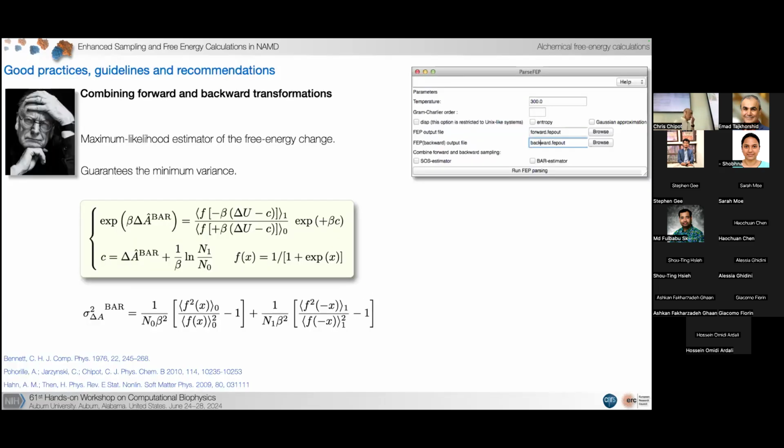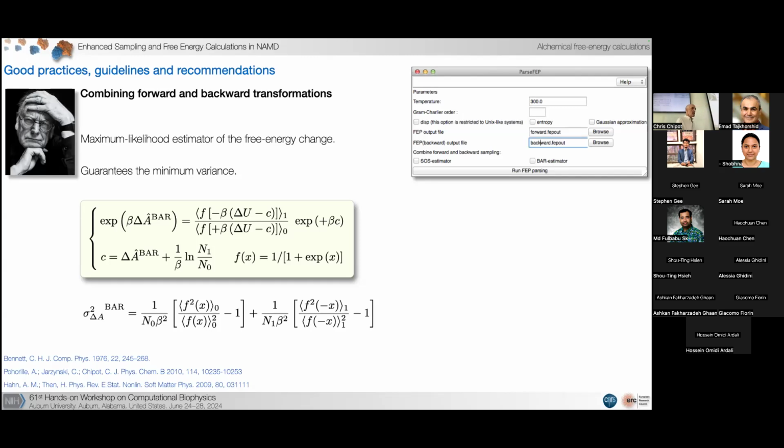Okay, so I mentioned to you before that it's good practice to do forward and backward transformation, just to check that thermodynamic micro-reversibility is properly enforced or properly verified.